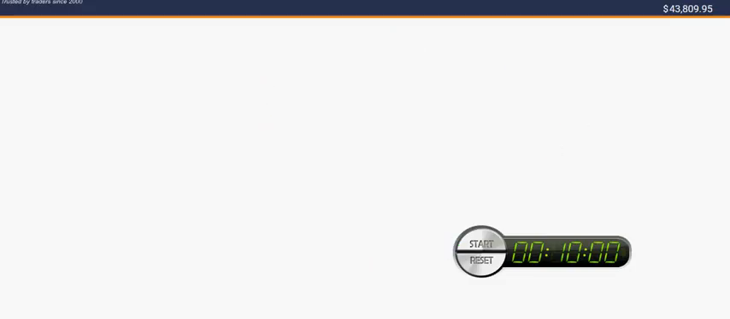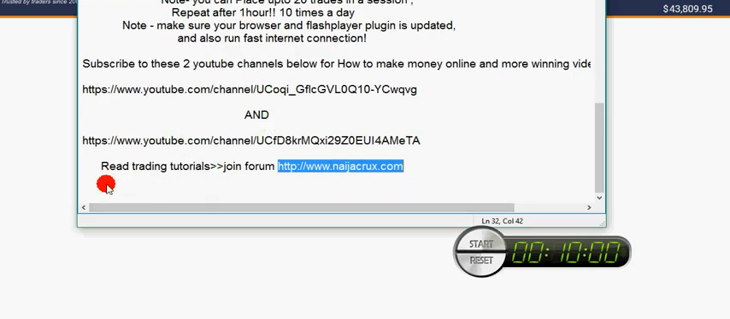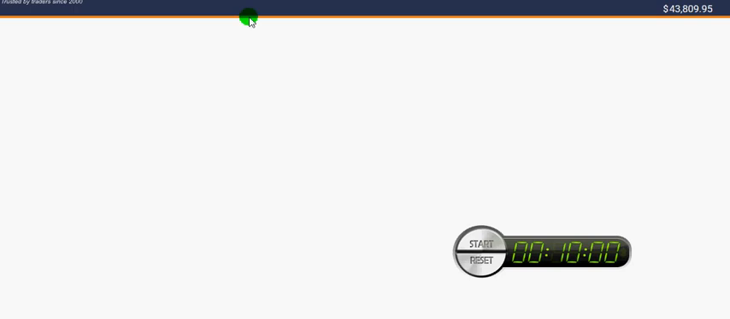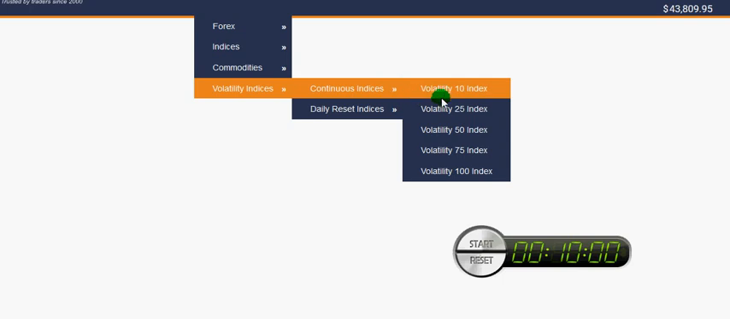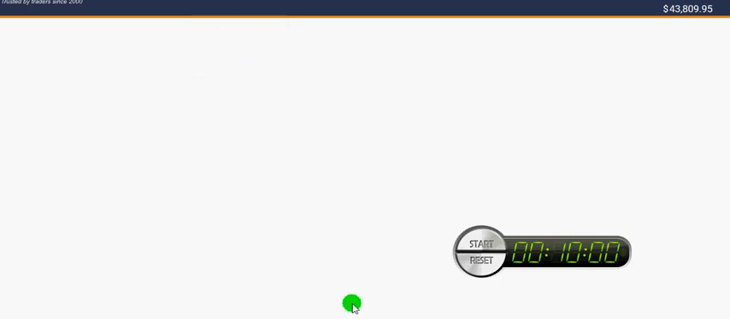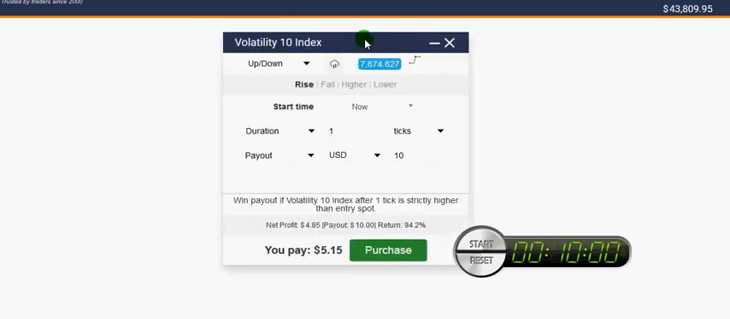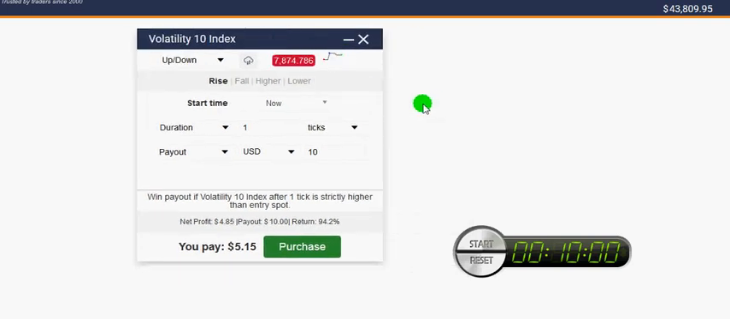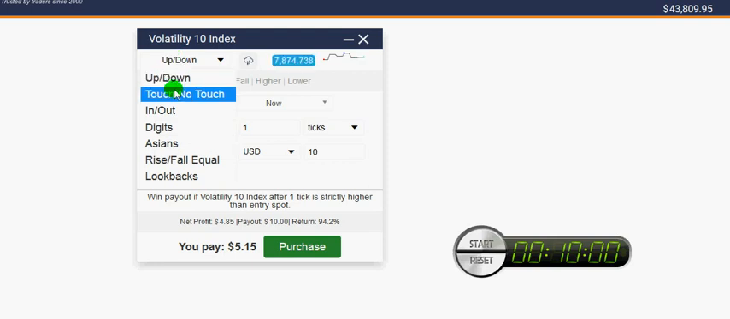Okay, so here we are starting with 43809.95. So right now I'm going to set the timer. I've set the timer already. So we're going to open volatility 10 index. This strategy is safe for newbies, because we are going to stay low in this strategy to control our risk.